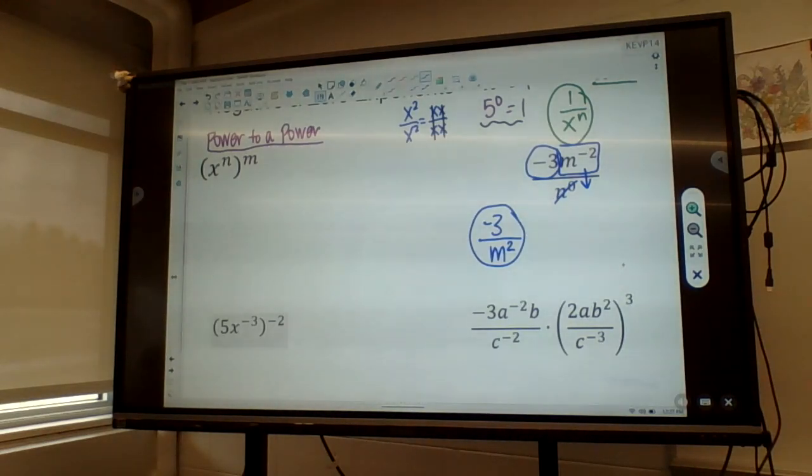So our last rule, and then we'll do a couple of examples, and like I said, then we'll grab whiteboards for a little bit, is power to a power. And what I need to do with this is I'm going to multiply those powers. So I multiply the exponents. But I have to distribute that power to all bases inside the parentheses.